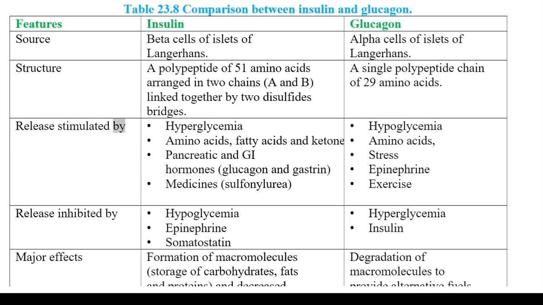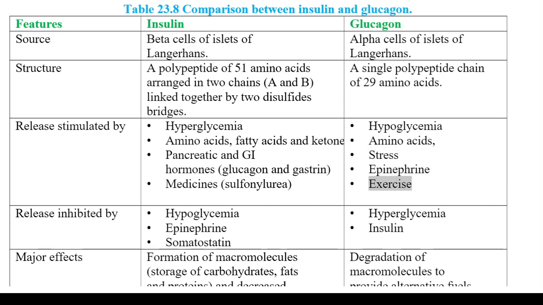Release stimulated by: hyperglycemia, amino acids, fatty acids, and ketones, pancreatic and GI hormones, glucagon and gastrin, medicines such as sulfonylurea. For glucagon: hypoglycemia, amino acids, stress, epinephrine.